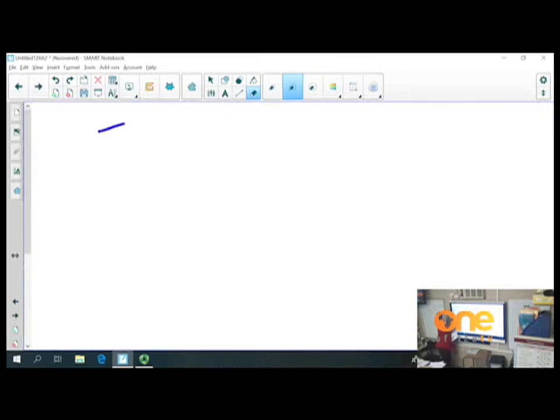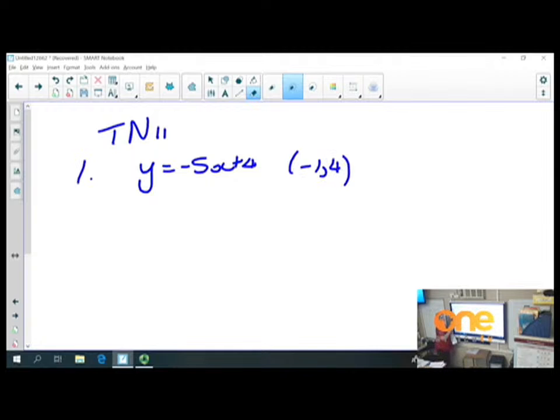Okay, now we're marking try now 11. Determine the equation of the line that is parallel to y is equal to negative 5x plus 4, and it is passing through the point negative 1, 4. This is what we have to do now. So what do you know if it is parallel?